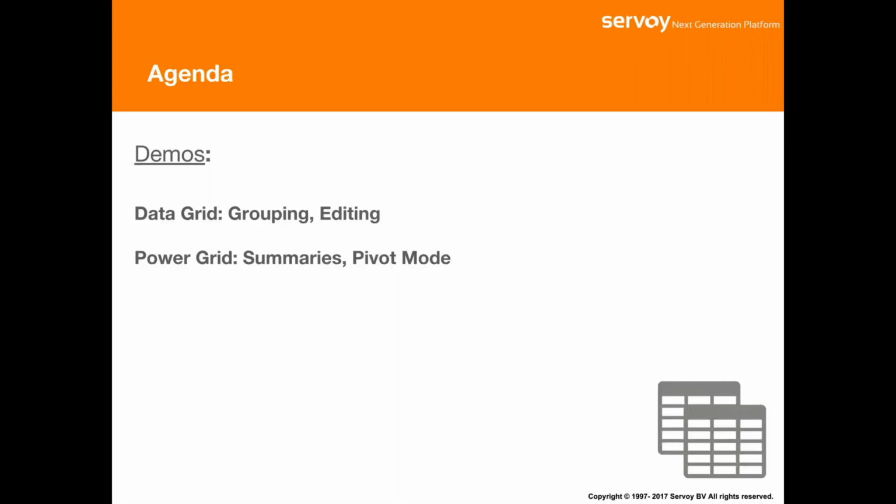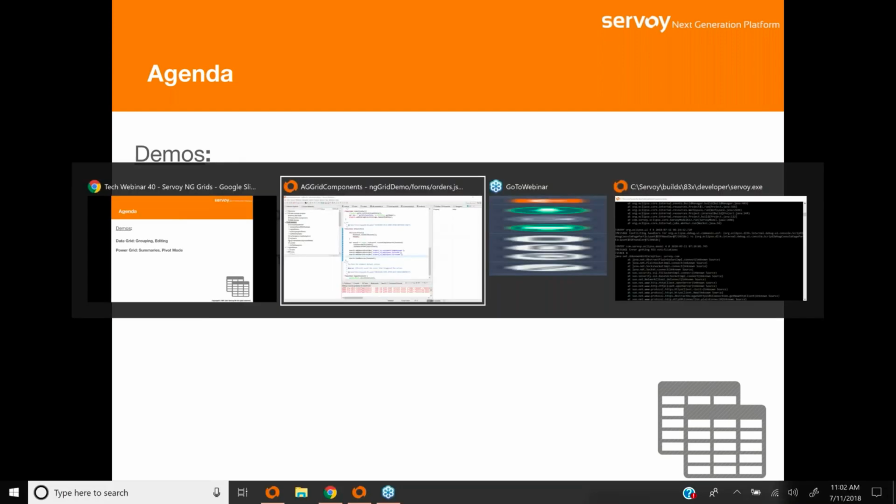Now, as is the tradition in the Servoy Tech webinar series, we're going to begin with a demo and show you a few things. What I plan to show you are two different grid modes. One is the data grid, which involves being able to do typical grid stuff, including grouping and also now editing. The second demo is going to be what we call the power grid, which is similar, but it is involving summaries, so being able to aggregate data how you like as a user and also as a developer, and also what we call pivot mode, so being able to see aggregates in 2 dimensions. So let's get to the demo.